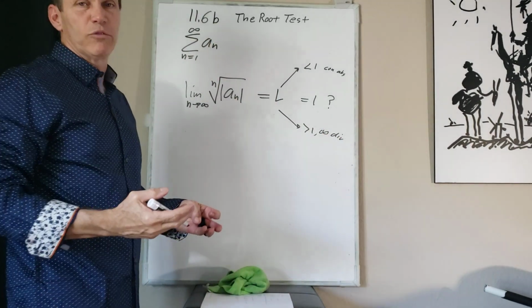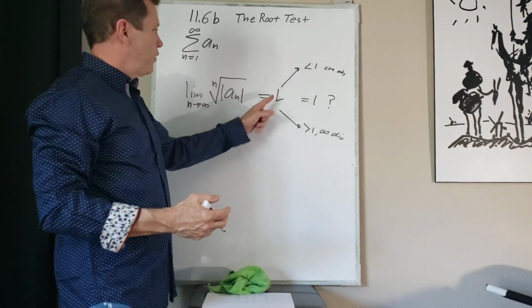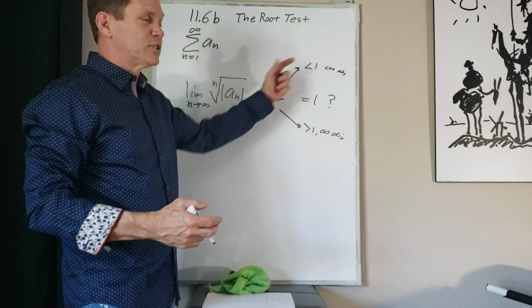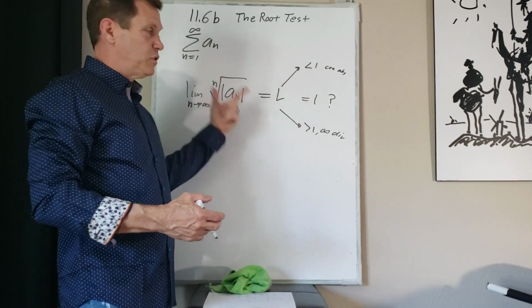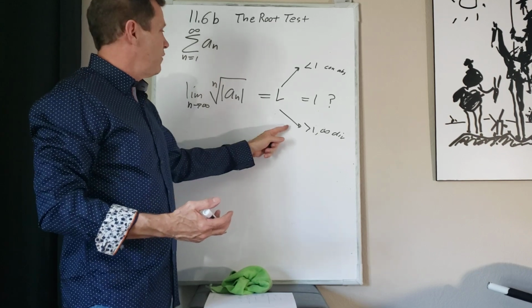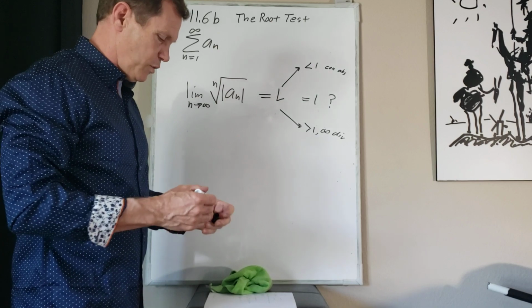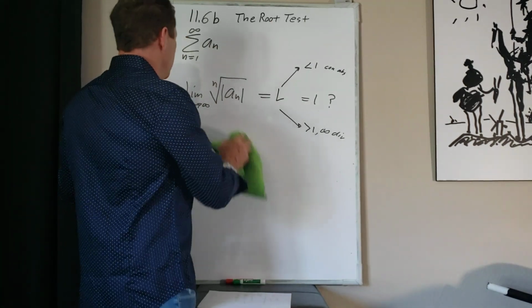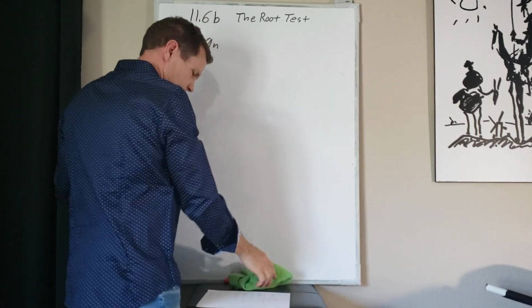So just like the ratio test, once you get your limit, if the limit's less than 1, the series converges absolutely. If it's equal to 1, the test didn't tell you anything. And if it's bigger than 1 or infinity, the series diverges. I'm going to do a couple of examples. Again, these problems kind of scream at you that you need to do the root test on them.